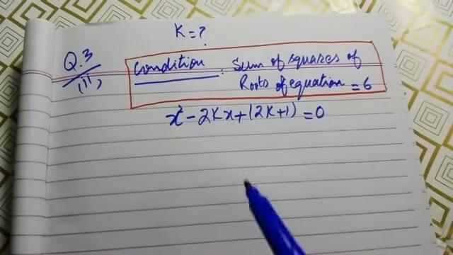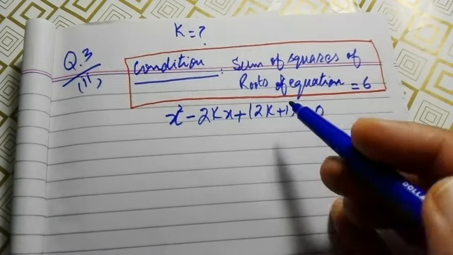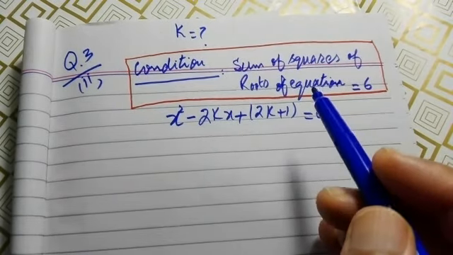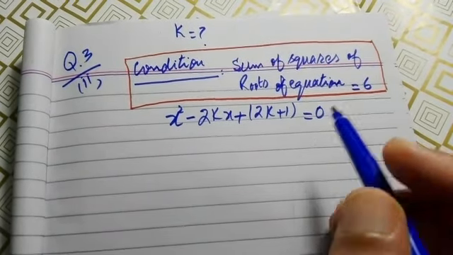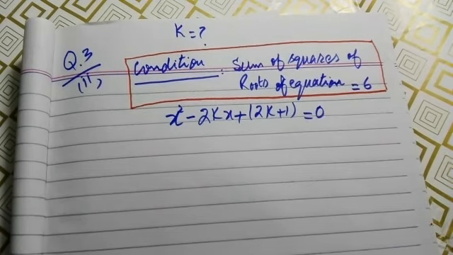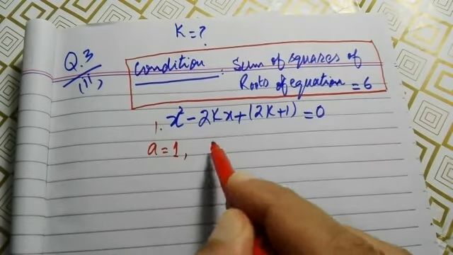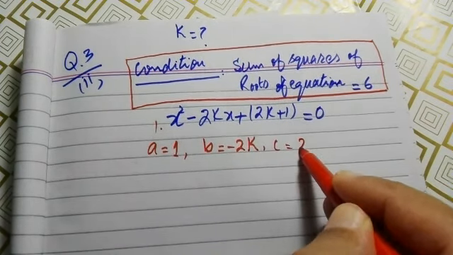Bismillahirrahmanirrahim. In this question number 3, we will find the value of k, but this time the condition is different in this question. It is written sum of squares of roots of equation is equals to 6. We are provided the quadratic equation x squared plus 2x plus 2k plus 1. So we would separate a, b, c from it first, and c will be equals to 2k plus 1.